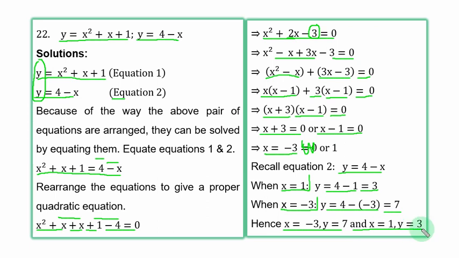So this is how you solve linear and quadratic equations simultaneously if one side is equal. So by implication, the other side is equal as well, and you proceed with the solution.